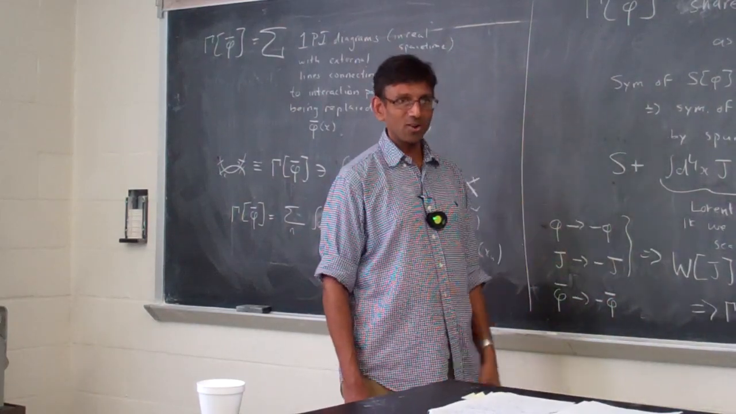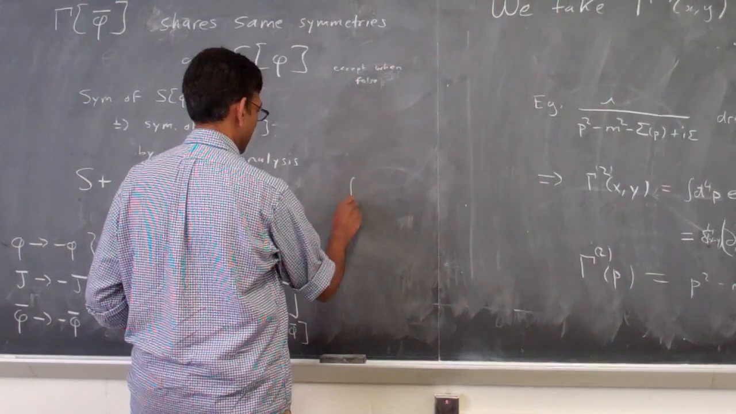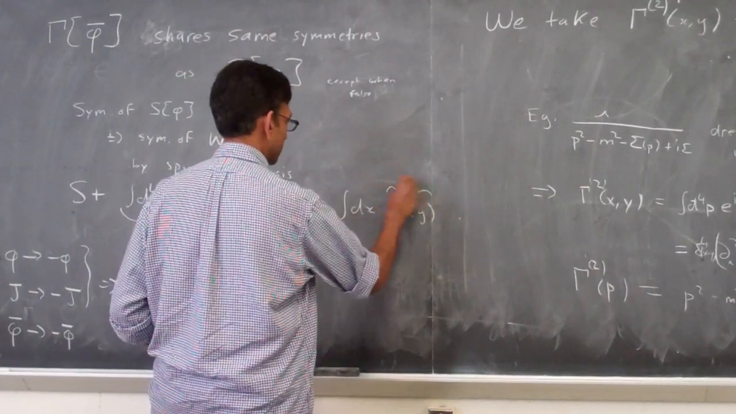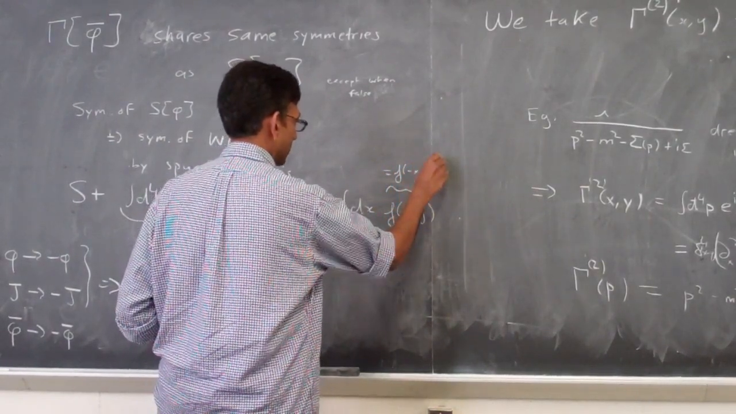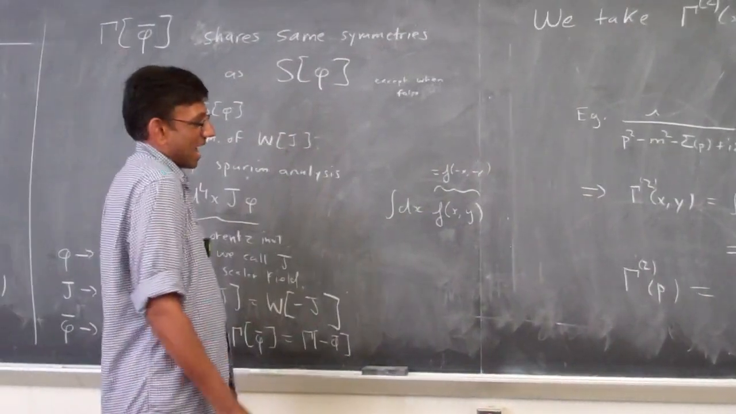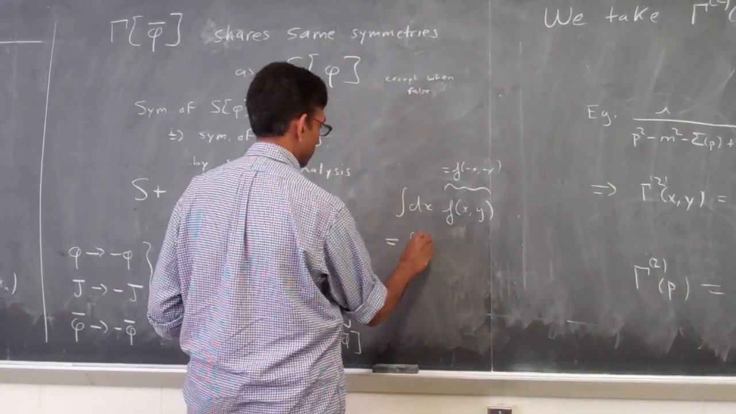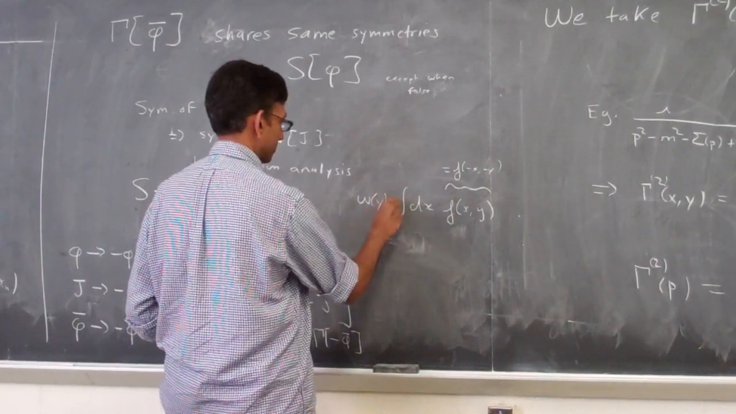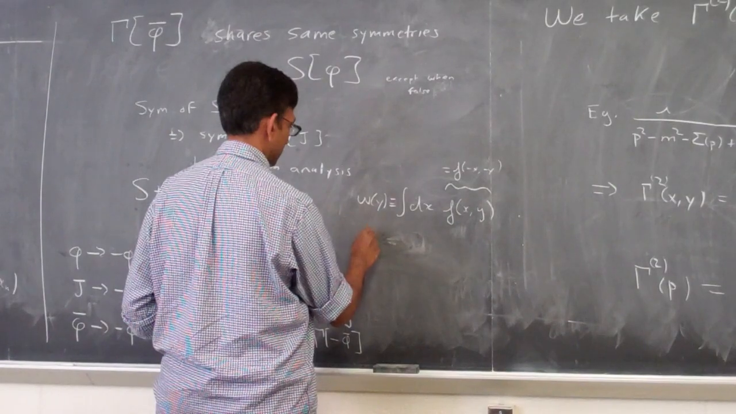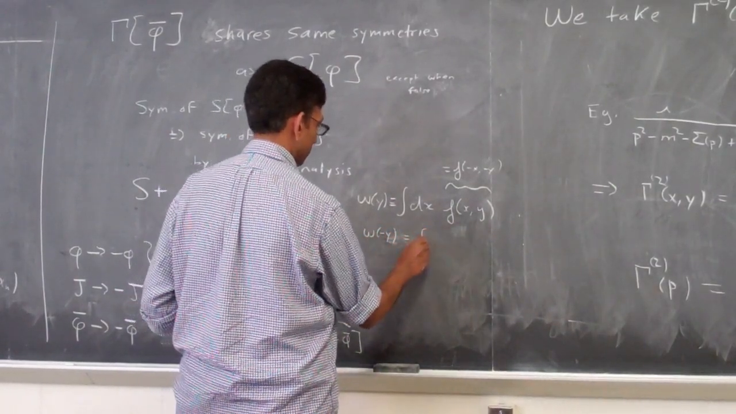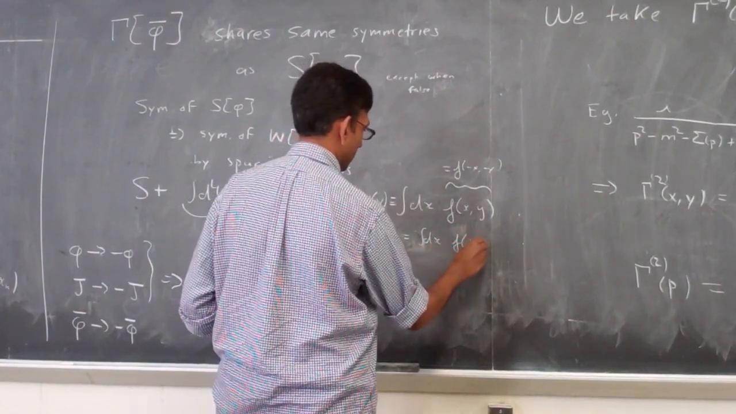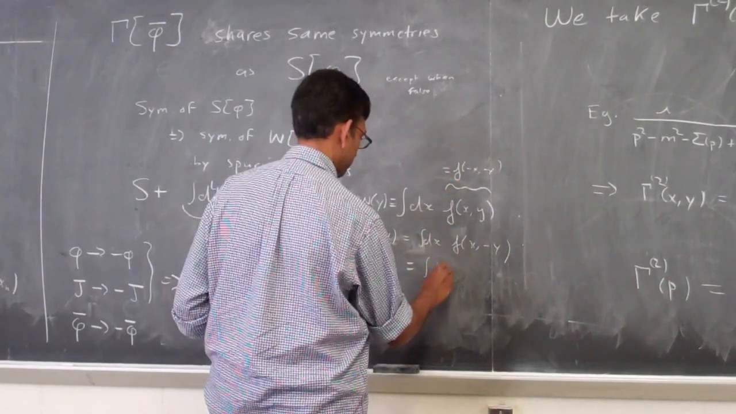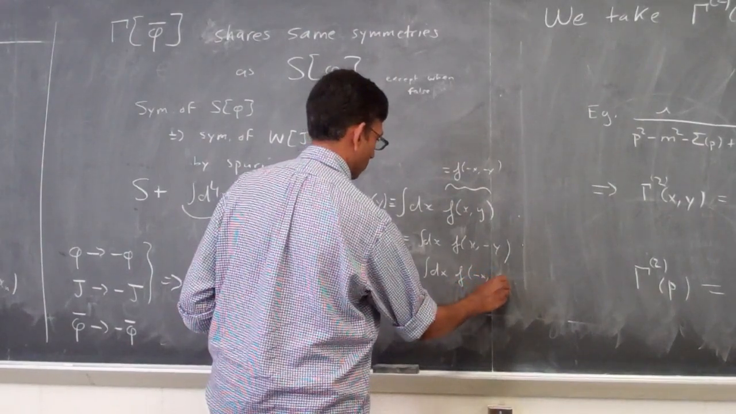Now, if you just think through that logic, here it is. Integral dx of f of x and y, where this is equal to f of minus x and minus y. Let's agree to say that. If I call this W of y, then W of minus y is equal to integral dx of f of x and minus y. And this is equal to, by using this rule, f of minus x and y.